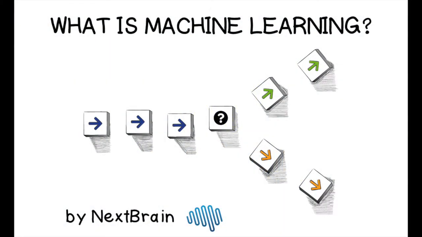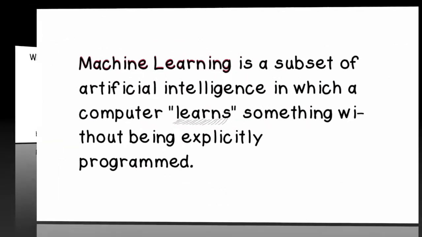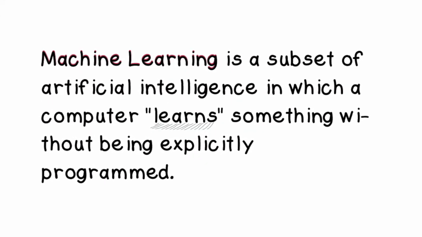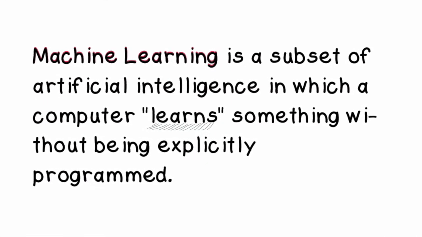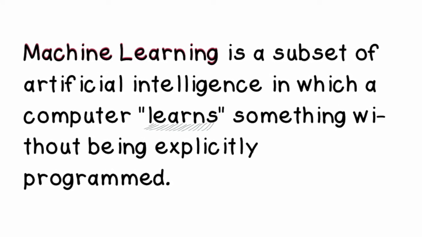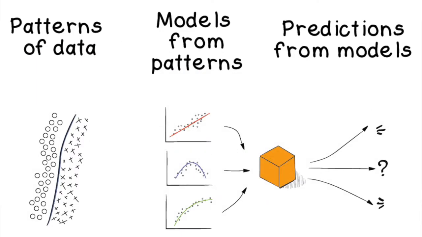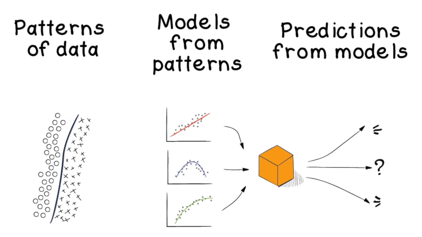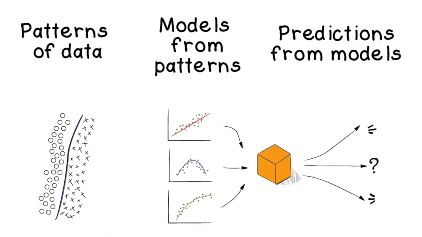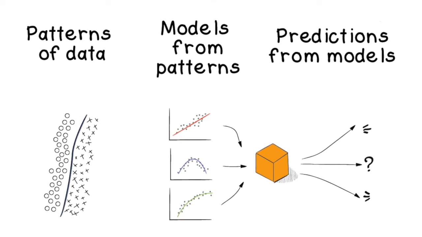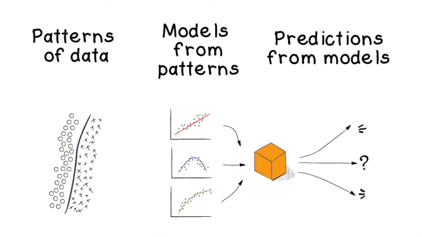What's machine learning? By NextBrain. Machine learning is a subset of artificial intelligence in which a computer learns something without being explicitly programmed. This means that we don't ask the machine to make a specific calculation. Instead, we ask the machine to read data, learn from it, and then make a prediction.